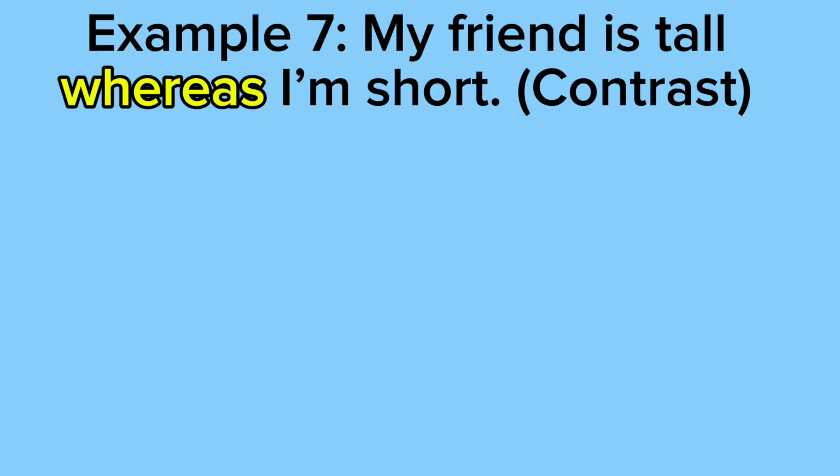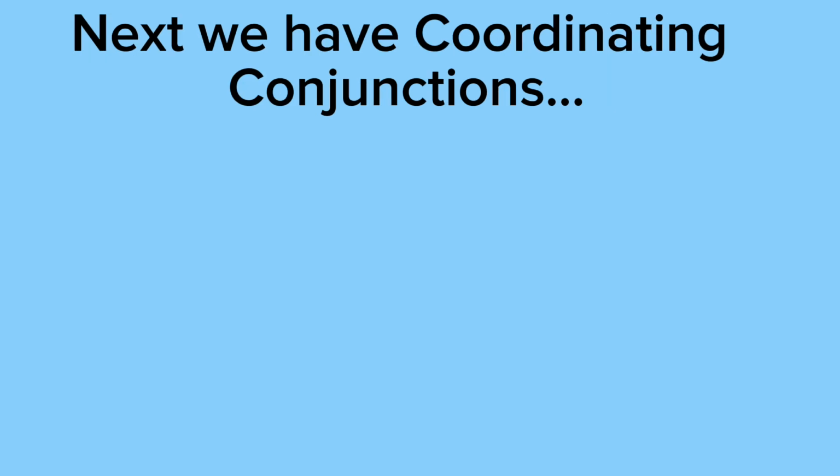Example 7 says, my friend is tall, whereas I'm short. Whereas is a subordinating conjunction of contrast. So we're saying, okay, my friend is tall, but me, on the other hand, I'm short. So this indicates contrast. Next, we have coordinating conjunctions.